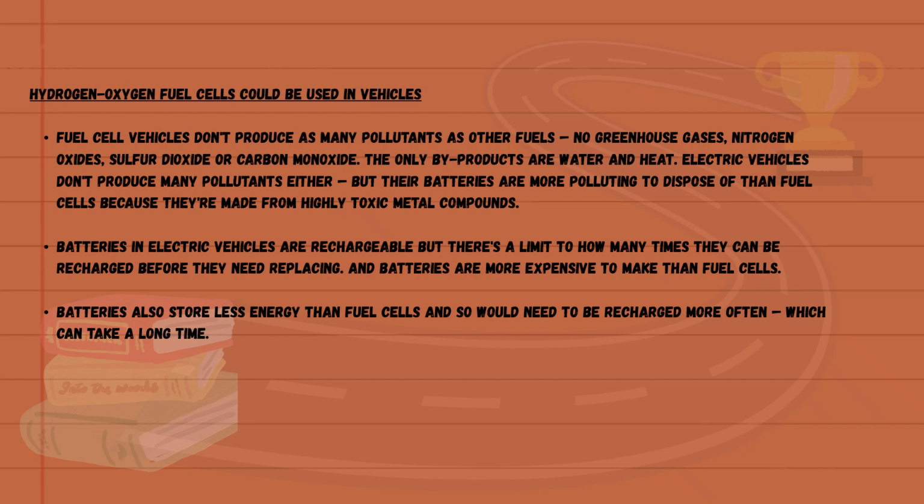Hydrogen-oxygen fuel cells could be used in vehicles. Fuel cell vehicles don't produce as many pollutants as other fuels, meaning there are no greenhouse gases, nitrogen oxides, sulfur dioxide, or carbon monoxide. The only byproducts are water and heat. Electric vehicles don't produce many pollutants either, but their batteries are more polluting to dispose of than fuel cells because they are made of highly toxic metal compounds.